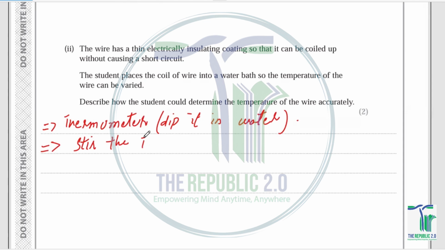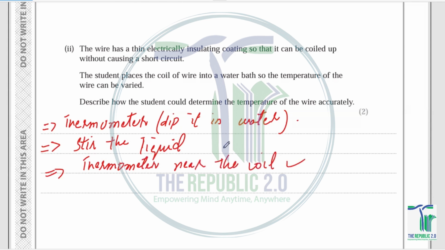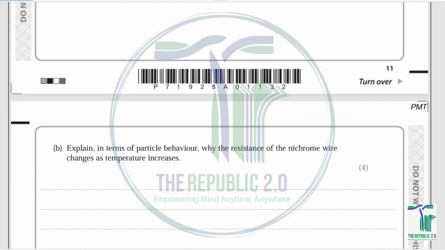So stir the liquid or the water, and then thermometer. You should be placing the thermometer near the coil as soon as you're done with it. So that is the third point. These are the three steps by which the student can measure the temperature quite accurately.